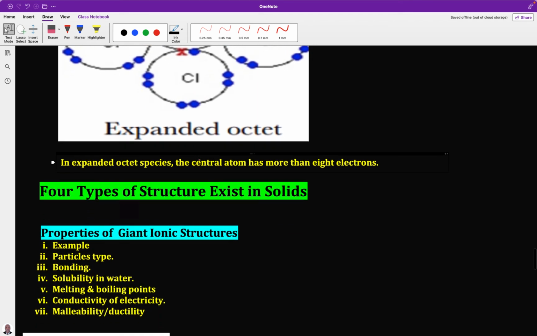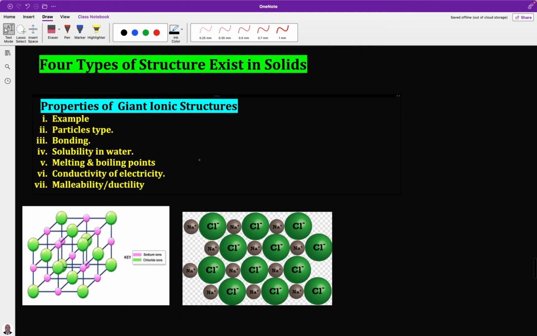Now, it takes us to the types of structures. There are about 4 types of structures that exist in solids. We have the giant ionic structure, giant molecular structure, giant metallic structure, and simple molecular structure.